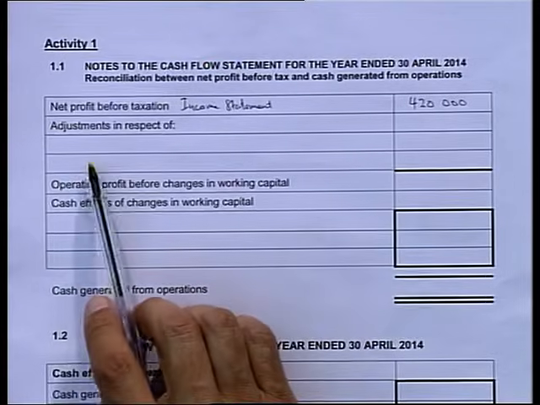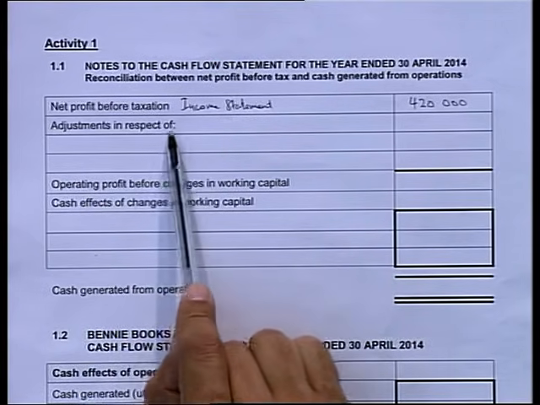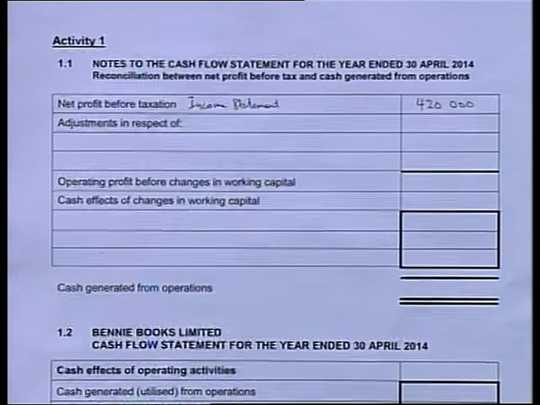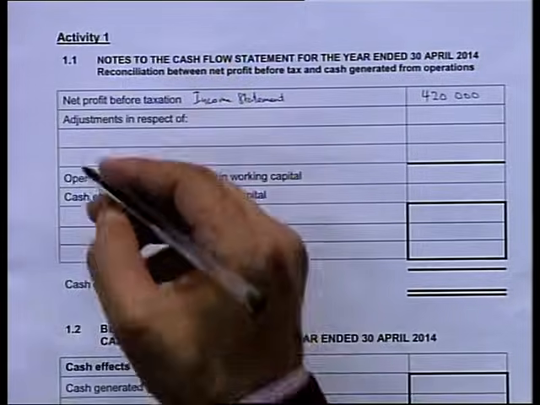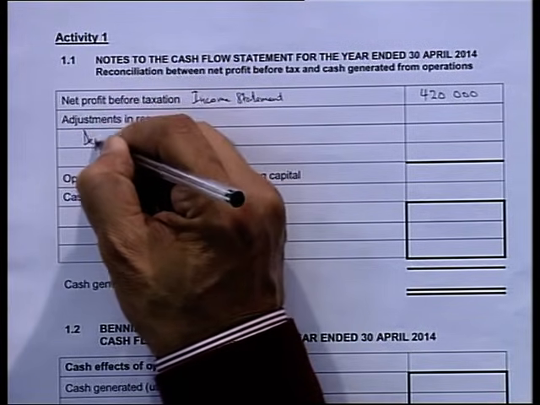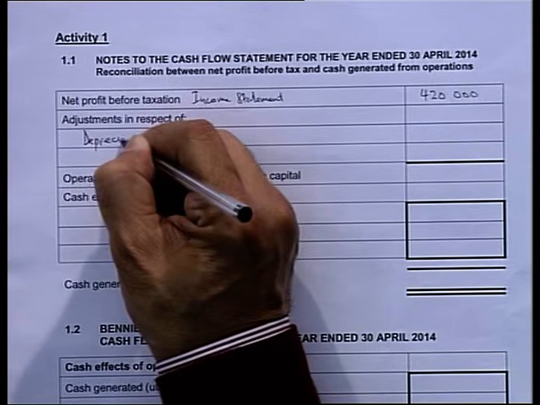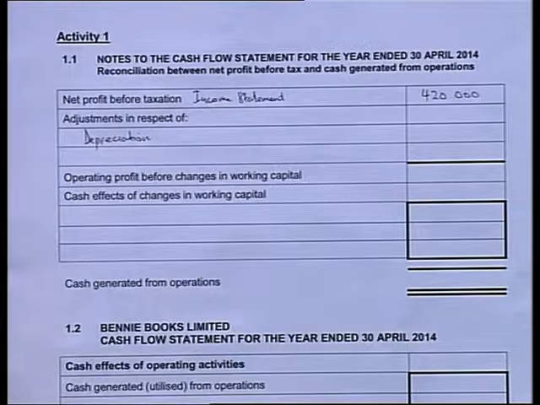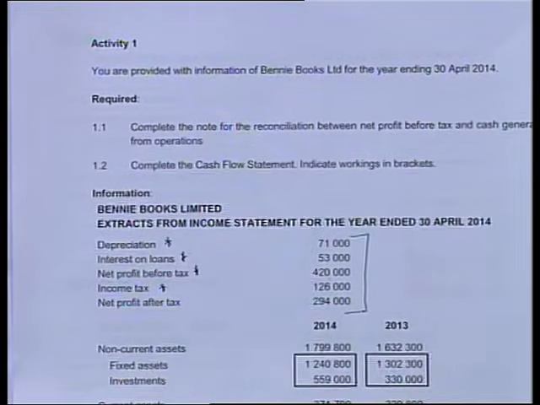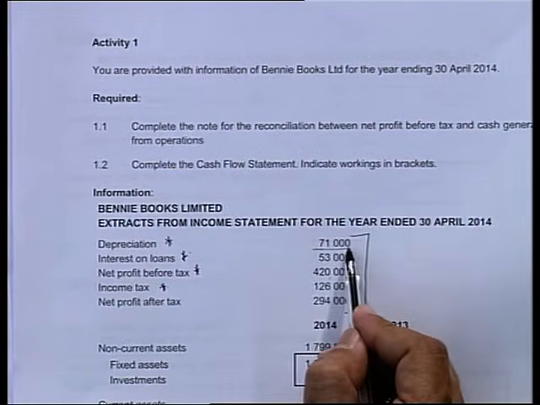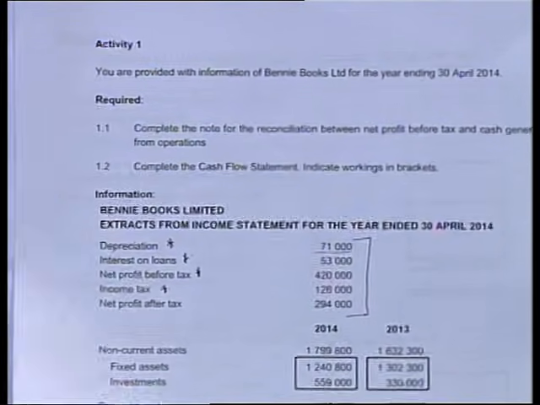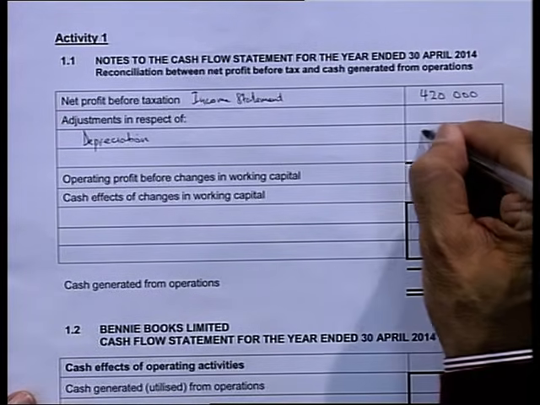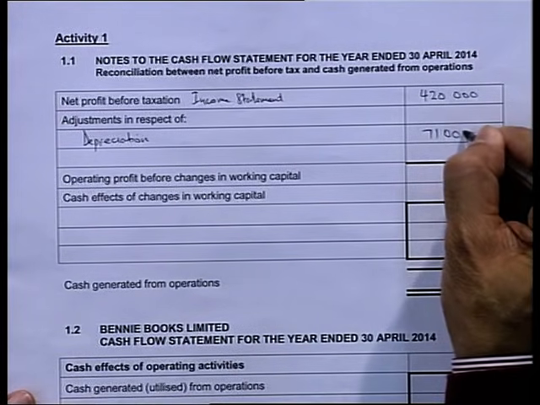Okay. The following line says adjustments in respect of. So this is where we have to write in those items that we marked earlier in the income statement. The first one is going to be the depreciation, which you'll also find in the income statement. And that depreciation figure is 71,000. That now includes the depreciation on vehicles and the depreciation on equipment. So it's 71,000.